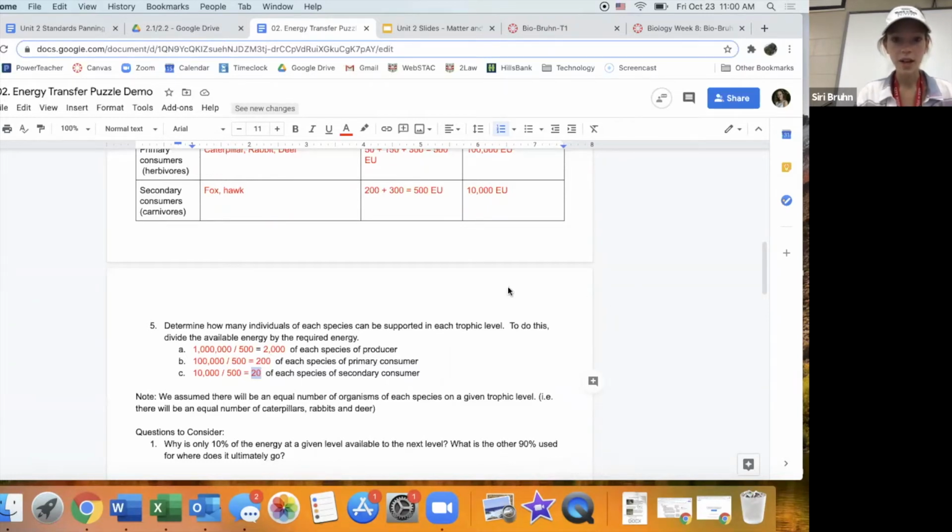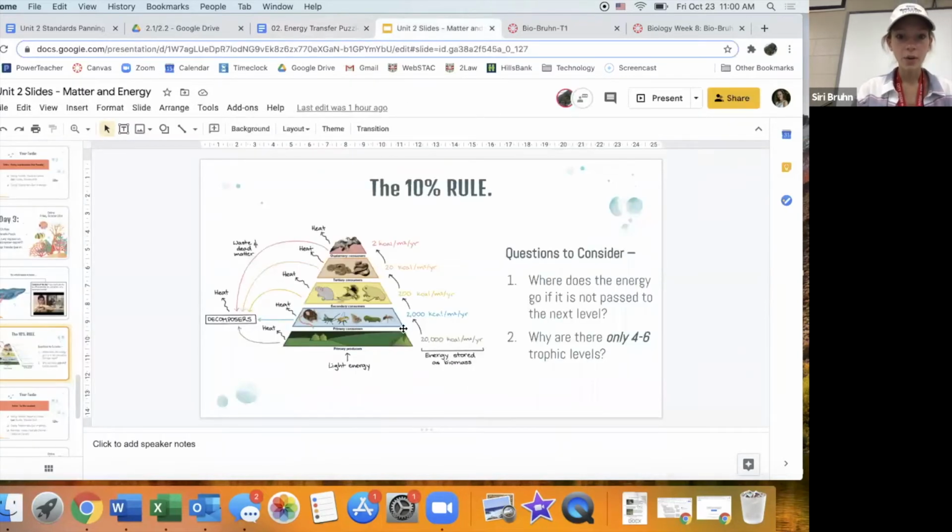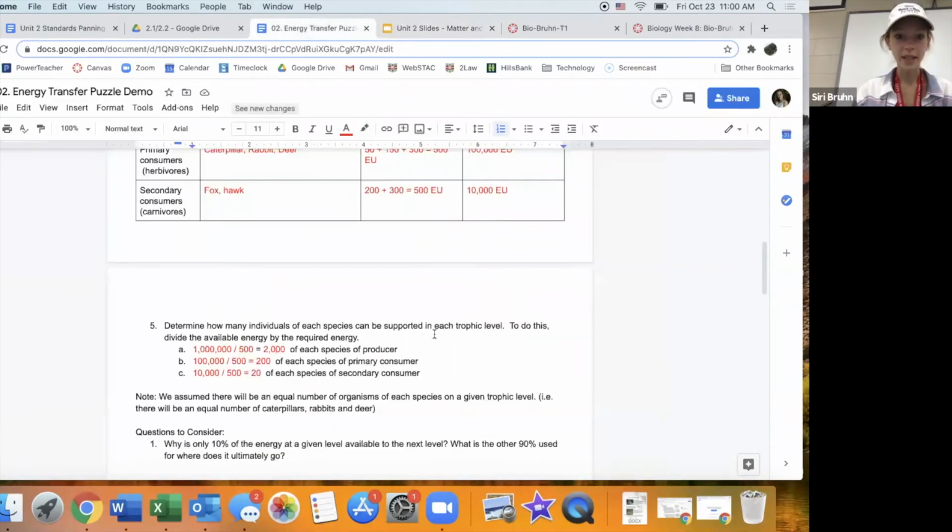I'm looking at the chat and I see, yeah, each number of organisms goes down. It's 10% of the last. And that reflects our energy pyramid, which is a triangle, right? So we expect to have way more producers than primary consumers, more primary consumers than secondary consumers, and so on. So it reflects that triangle.